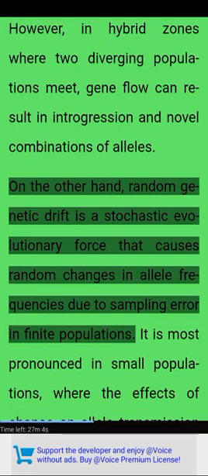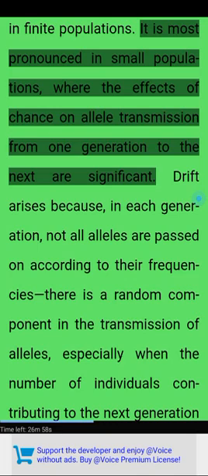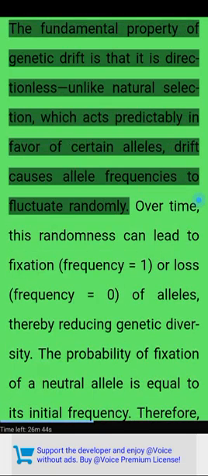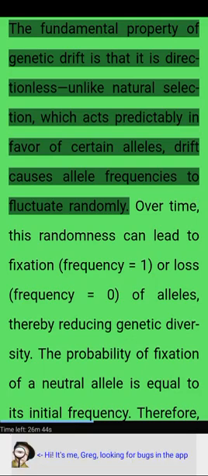On the other hand, random genetic drift is a stochastic evolutionary force that causes random changes in allele frequencies due to sampling error in finite populations. It is most pronounced in small populations, where the effects of chance on allele transmission from one generation to the next are significant. Drift arises because, in each generation, not all alleles are passed on according to their frequencies. There is a random component in the transmission of alleles, especially when the number of individuals contributing to the next generation is limited. The fundamental property of genetic drift is that it is directionless. Unlike natural selection, which acts predictably in favor of certain alleles, drift causes allele frequencies to fluctuate randomly.